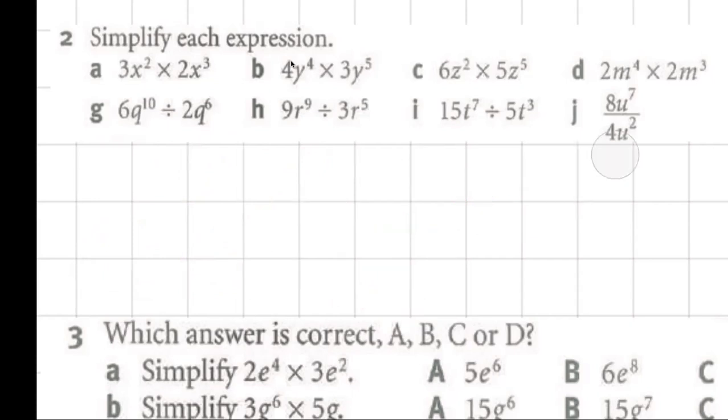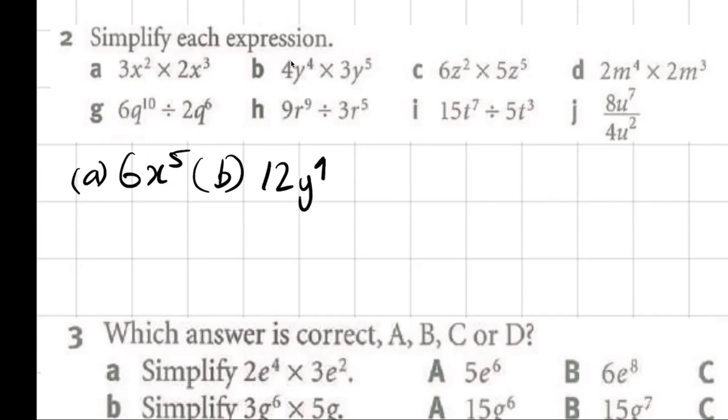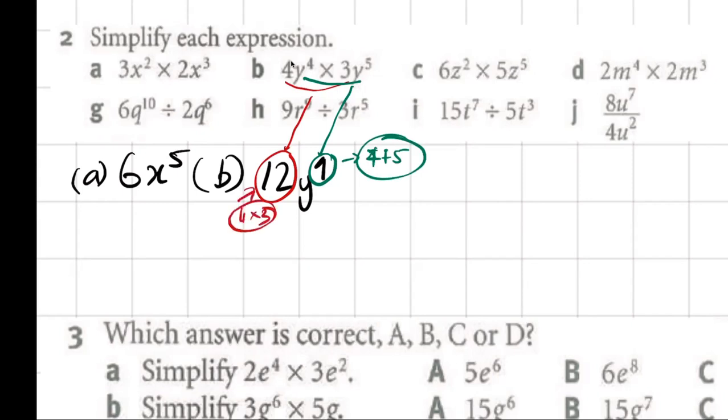Okay, let's look at question B. 4 times 3, we get 12. y to the power of 4 times y to the power of 5, y to the power of 9. As you can see, 4 times 3, we get 12. This is just a quick revision and recap. x to the power of 4, x to the power of 5, x to the power of 9, from 4 plus 5 is 9. And then this one is basically 4 times 3. At the end, we get the same number. So we do not add the numbers, we just add the powers.